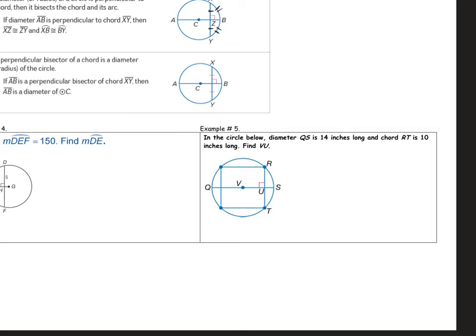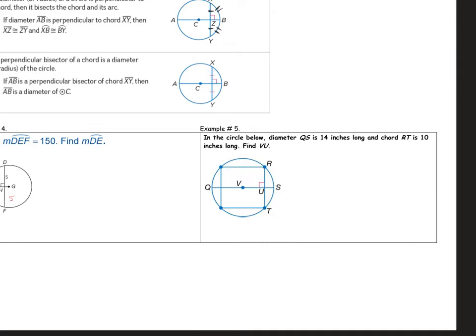Example number 4 in circle G. The measure of arc DEF is 150 degrees. And they want me to find the measure of arc DE. Well, I see that EG is the radius. So highlight right here. I know that EG right here is the radius of circle G. I also know that it is perpendicular. So since it's perpendicular, I know that this is going to be the perpendicular bisector. So that means right here that HF is also 5.